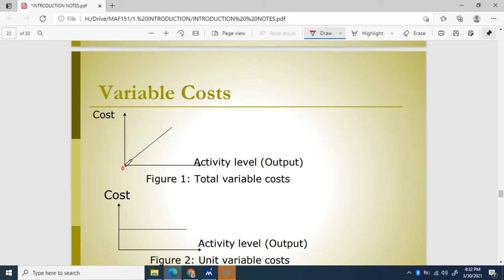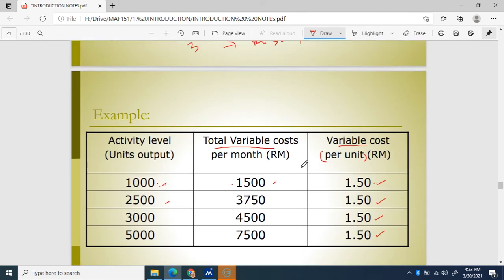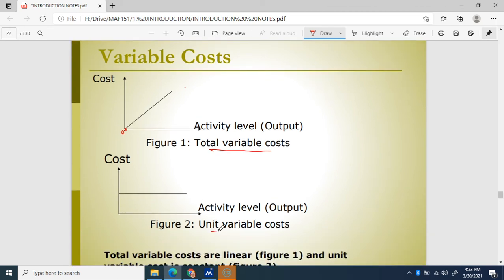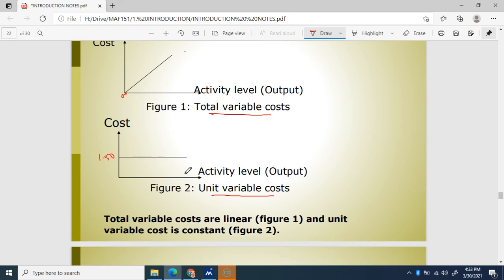So that means if you do not produce books, you do not have to spend for papers. So the cost of papers will be zero. So it starts from the origin and then keeps increasing in a straight line. So this is the total variable cost line. Okay, how about your unit variable cost? The same amount. Every level of activity, the cost per unit should be 1 ringgit and 50 cents from the above example. So it's a straight, horizontal line. Okay, so this is variable cost.